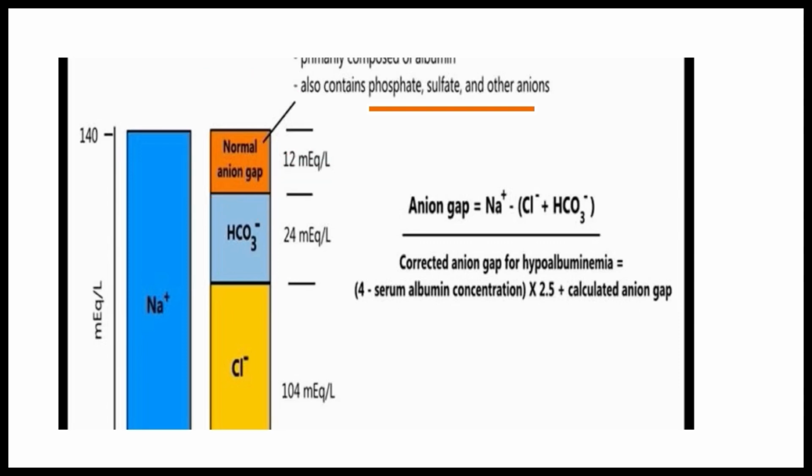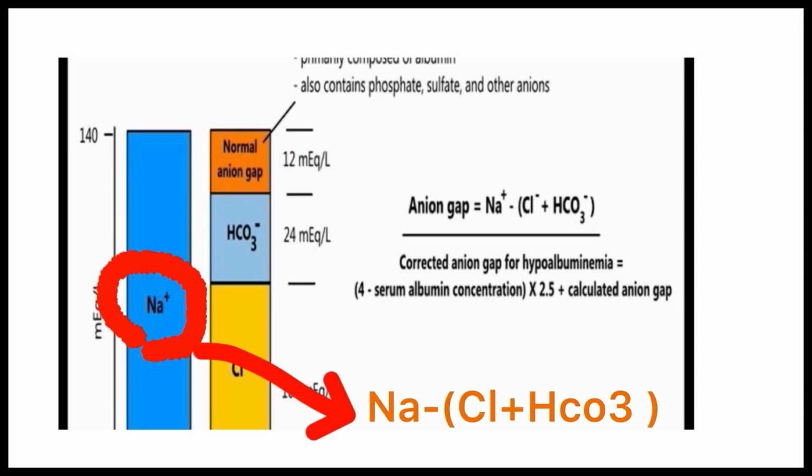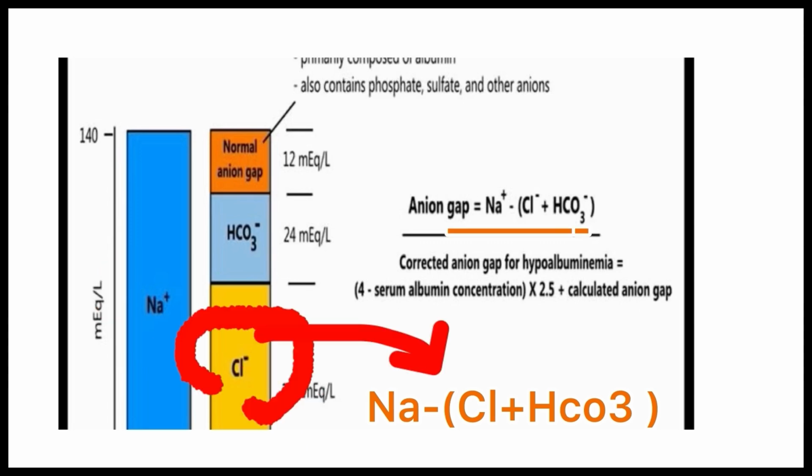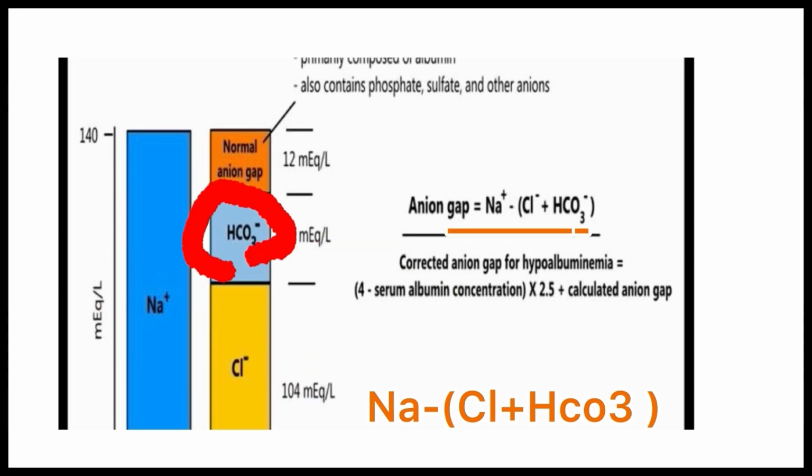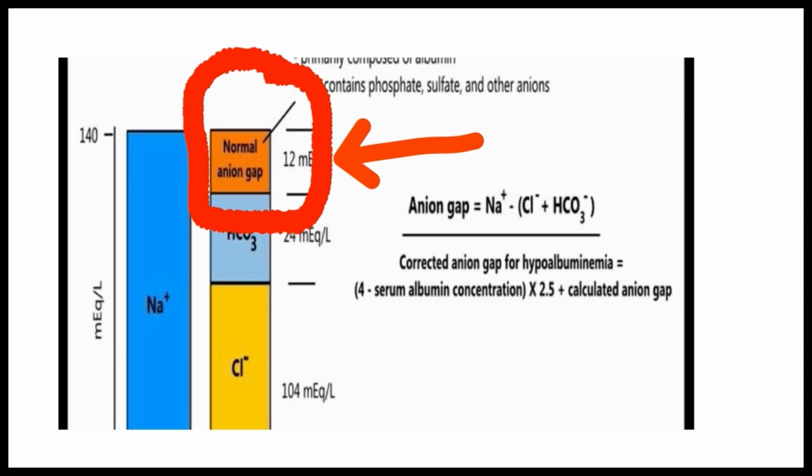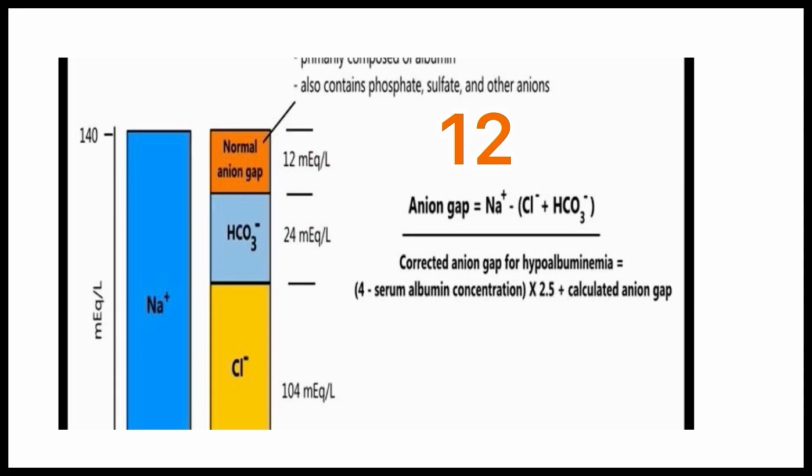To calculate anion gap, we use the formula sodium minus chloride plus bicarb. The value that we get is the unmeasured anion, and we call this the anion gap. The normal value is 12 plus or minus 2. So anion gap is the amount of unmeasured anions. Normal value is 12 plus or minus 2.